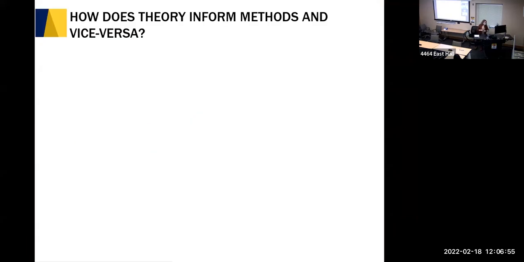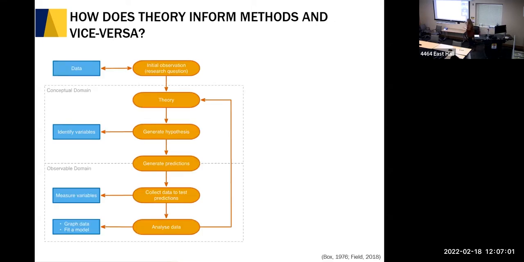So how does theory define methods or apply to methods and vice versa? This is actually a diagram similar to what I use in my teaching. I teach graduate statistics here. In an idealized world, we have some observation. It could be from data, could be from the world around us. We find a theory related to that that could maybe explain the behavior, the observation we had, give us some hypotheses about it, figure out what variables we'll use to test those hypotheses through some predictions that we explicate. And then eventually we'll collect some data or find some existing data we can use to test these predictions, eventually analyze them.